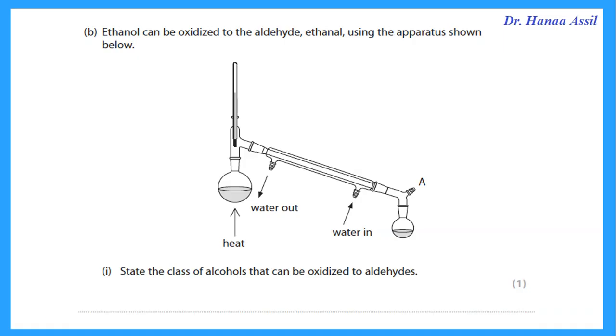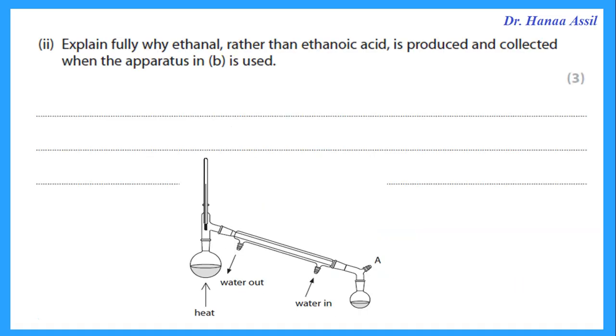Ethanol can be oxidized to the aldehyde ethanal using the apparatus shown. So we said we can oxidize ethanol, which is a primary alcohol, to aldehyde. What class of alcohols can be oxidized to aldehydes? Again, remember, it is the primary alcohols that can be oxidized to aldehydes.